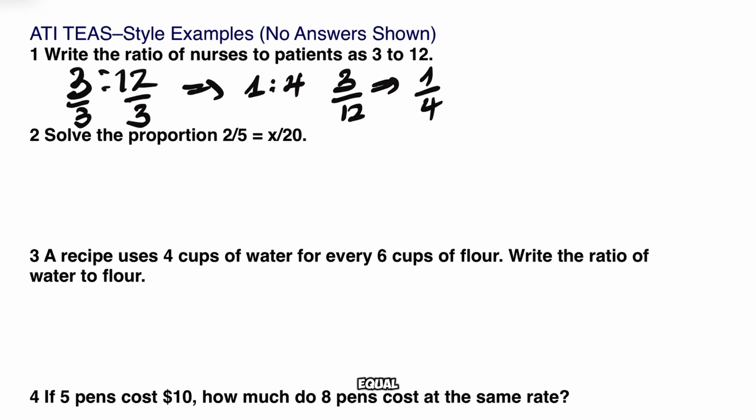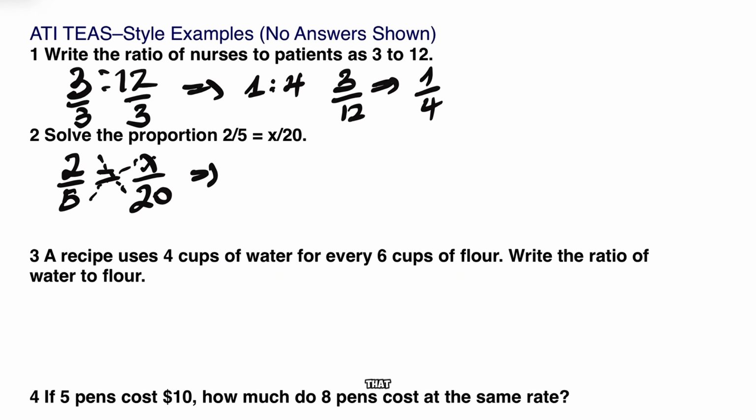Now question 2 says solve the proportion 2 over 5 is equal to x over 20. So in this case, we are looking for the value of x. So let's say 2 over 5 is equal to x over 20. So always make sure that you are cross multiplying like that.